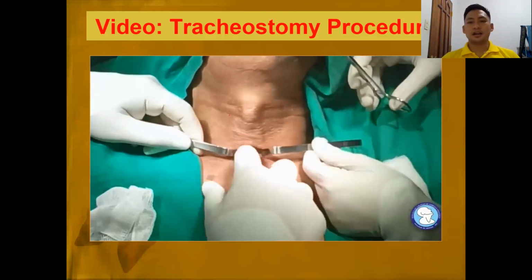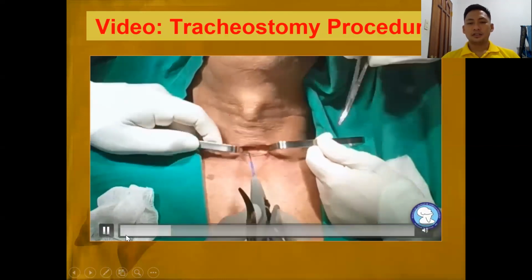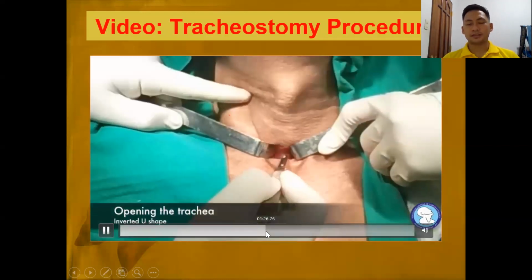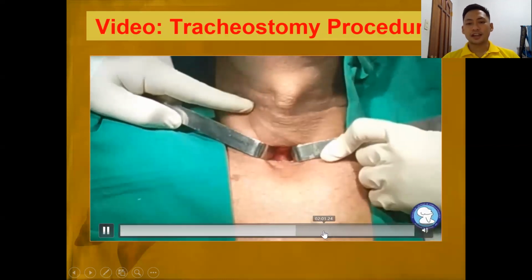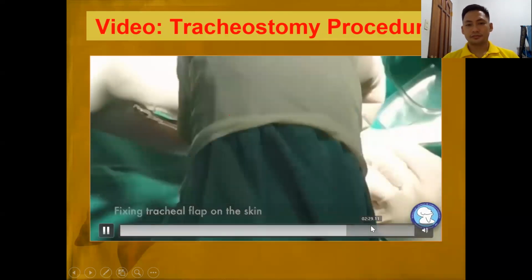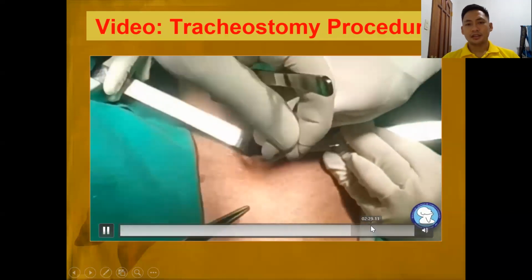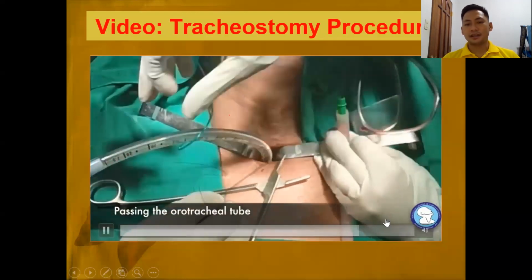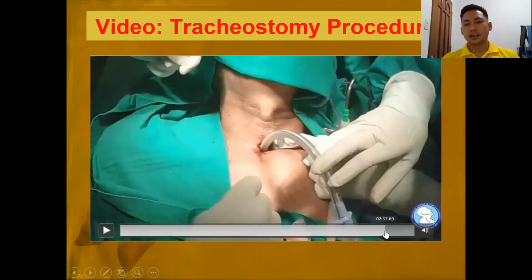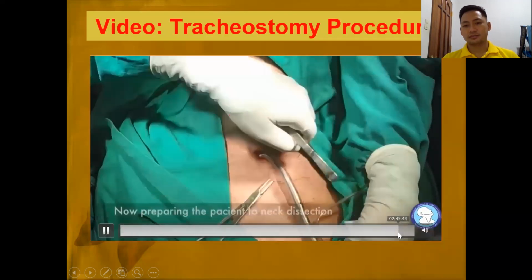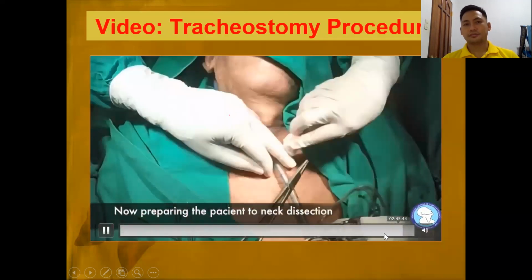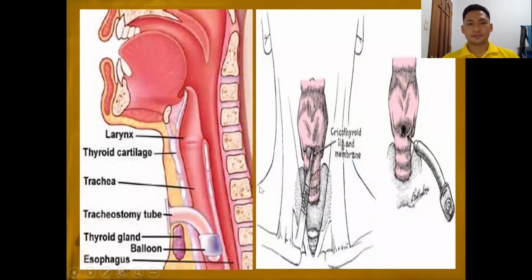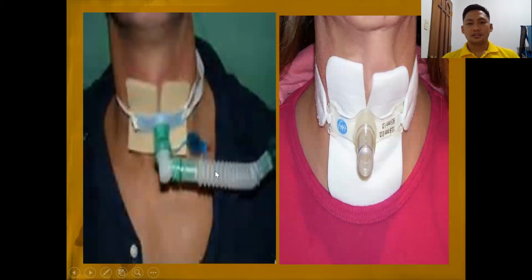So that is a cut in the neck area below the thyroid cartilage to make an opening into the trachea. Then they will hold the edges, leaving it open, for the tracheostomy insertion. So that is how a tracheostomy is done. Okay?